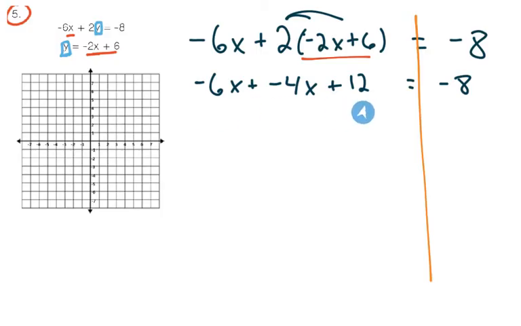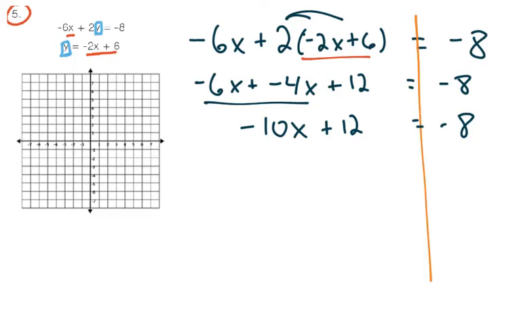So when I look at the left side here, I'm going to simplify anything I can simplify. So I have a negative 6x and a negative 4x. I can combine those like terms. So now I have negative 10x plus a 12 equals negative 8. Now I can't simplify anything else on the left. There's already a negative 8 on the right.